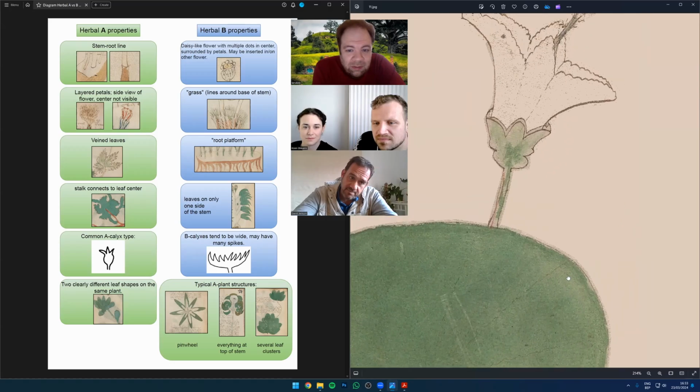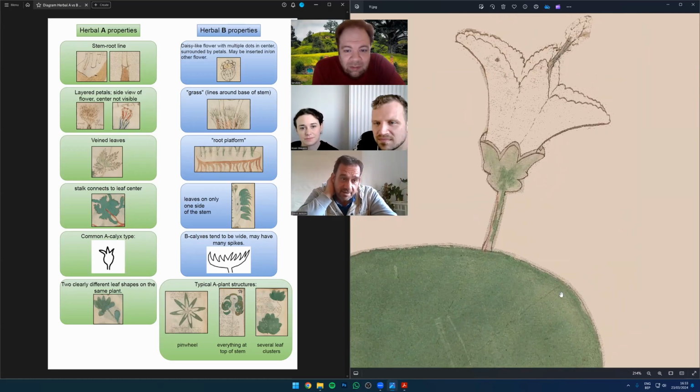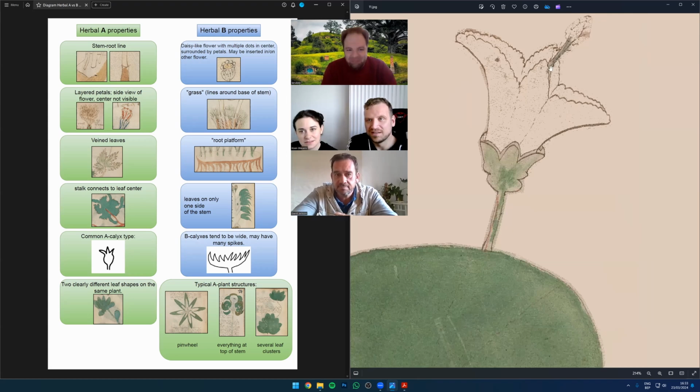We have a 3-point calyx from an A calyx. And the veined leaves, I think, veined leaves, it's very good. Slightly, yes, but it's there.